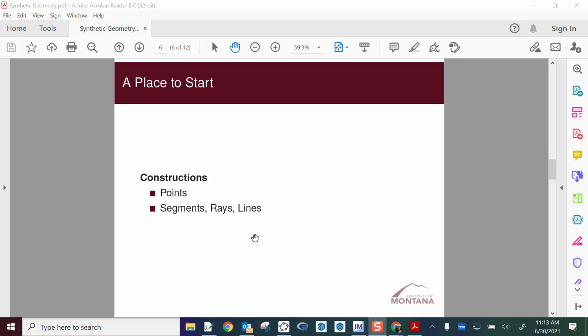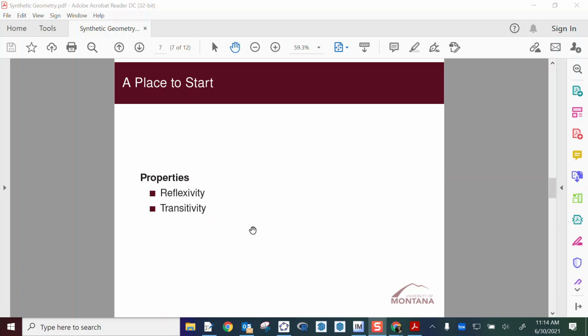Constructions: we should be able to construct points at intersections. We should be able to construct rays, lines, and segments. I'm going to leave out congruent angles or parallel lines for now, but of course those are things that sometimes show up in geometry courses in high school.